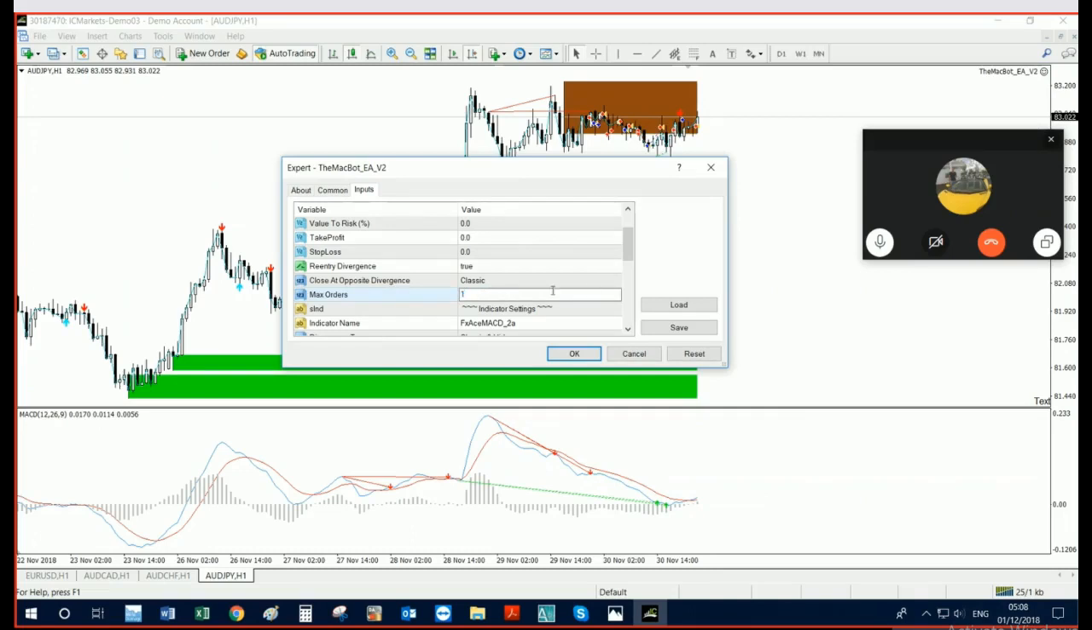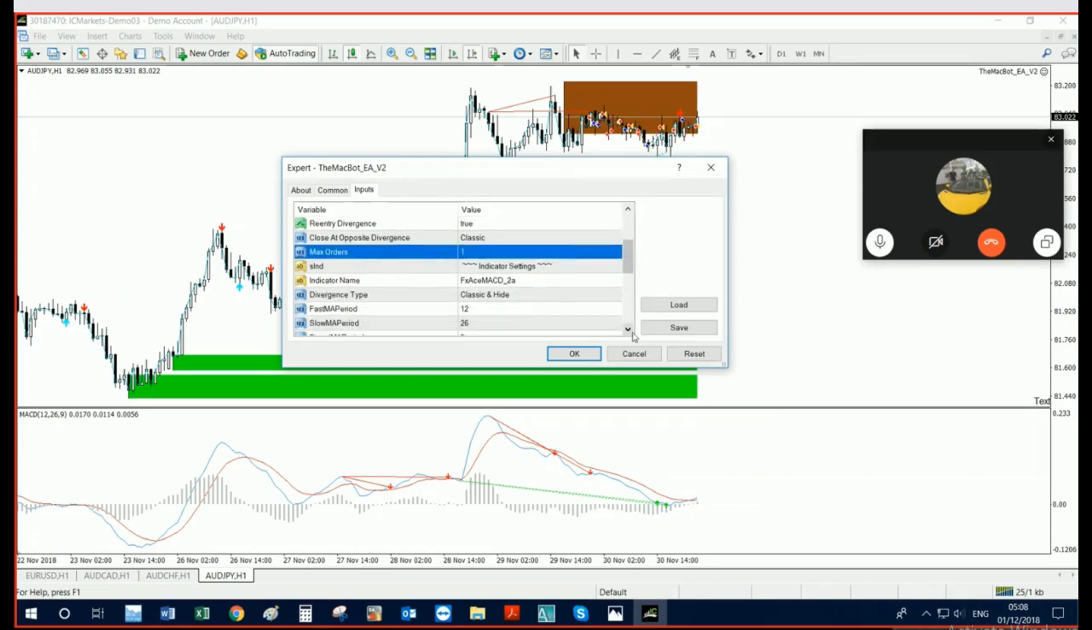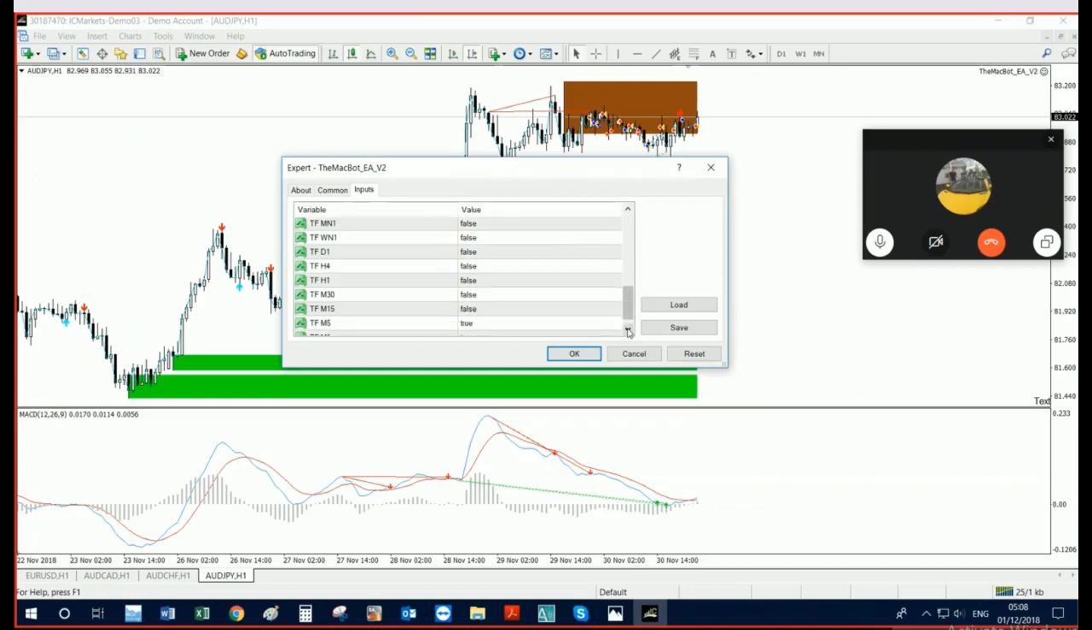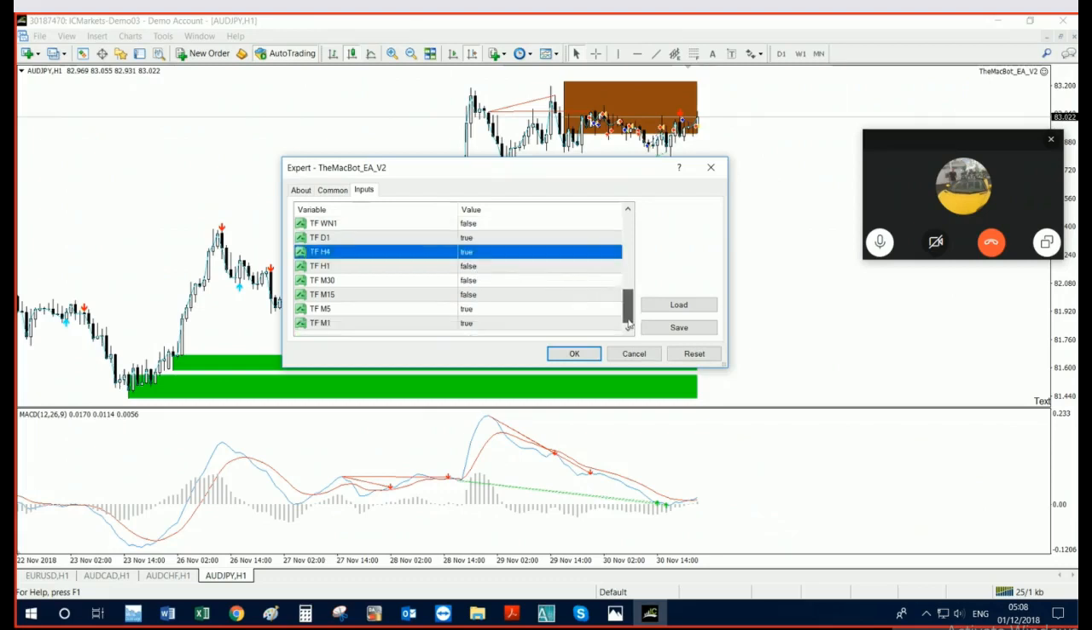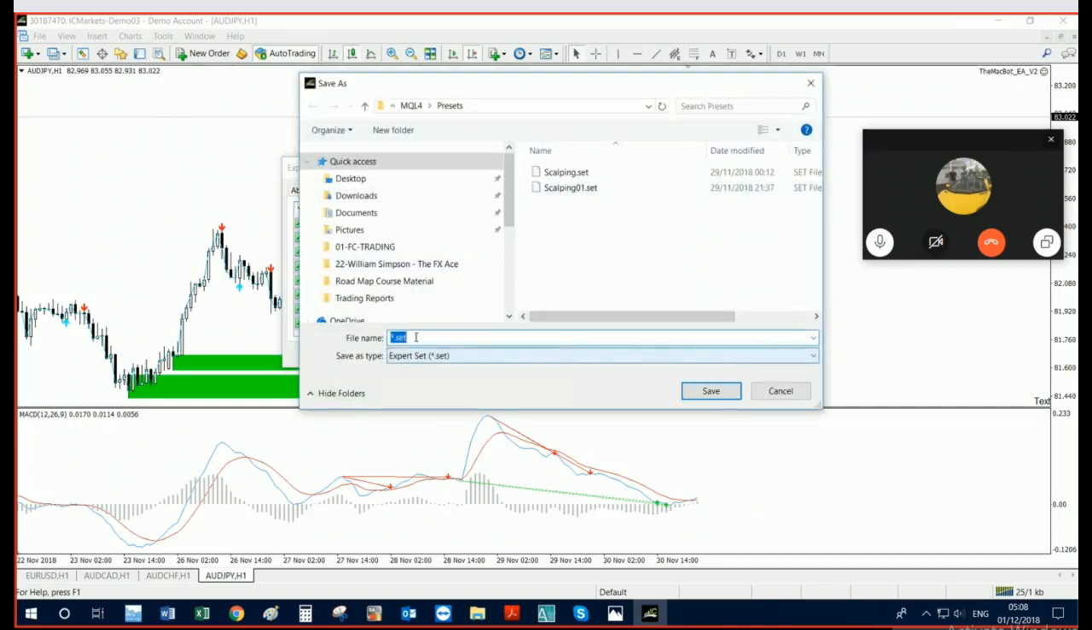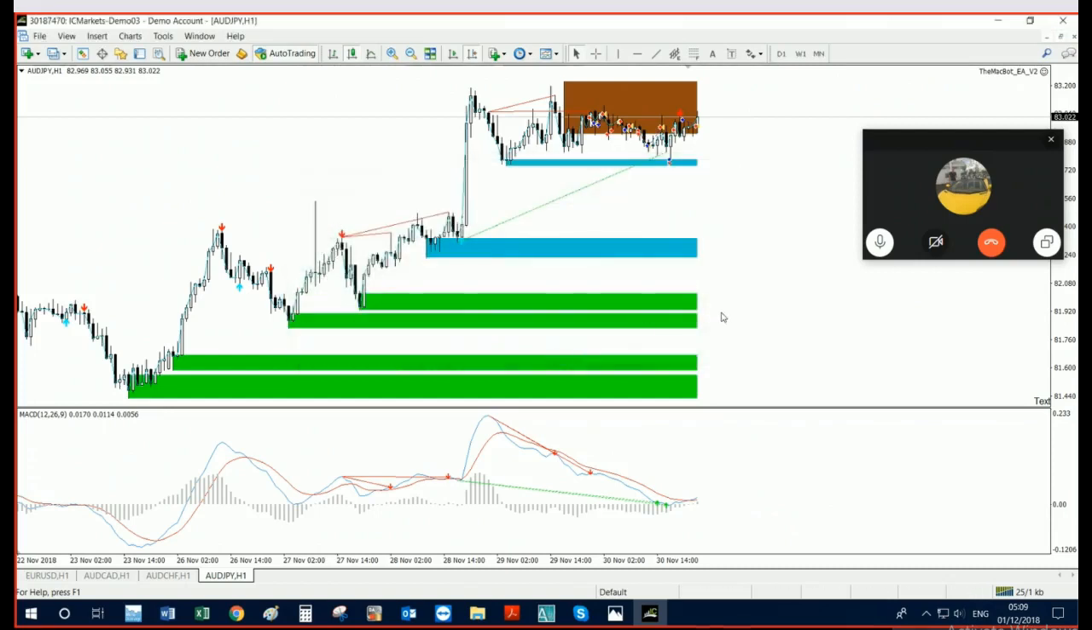Okay, so scroll down. Classic versions type. Okay, so the time frames you're going to be taking signals on are the daily, so hit true. The 4-hour and maybe the 1-hour. Okay, hit save. Make sure all them are false. Hit save. Okay, and just put in MacBot settings, swing trade. Now you're going to need to save this template again.